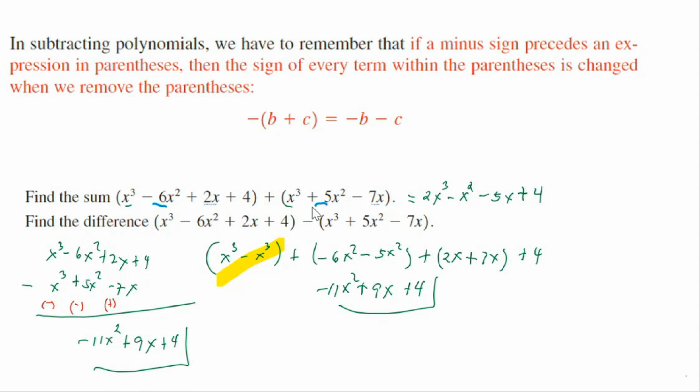Do not forget, in our previous example, this one, the negative of that quantity. So we change the sign inside the parentheses. That's why from x cubed, we now have negative x cubed, and positive 5x squared becomes negative 5x squared, and the negative 7x becomes now positive 7x.